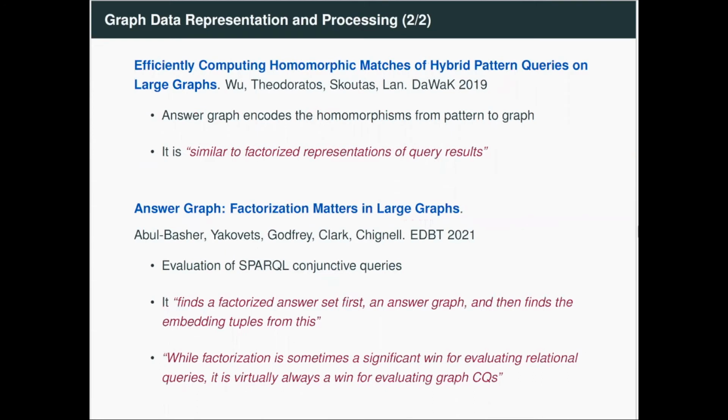Wu et al. developed a method that represents the homomorphisms from the given query pattern to the data graph in a compact form that, as they say, is similar to factorized representations of query results. Jakub et al. also use a similar factorized answer graph for SPARQL conjunctive queries. They conclude that while factorization is sometimes a significant win for evaluating relational queries, it is virtually always a win for evaluating graph conjunctive queries.